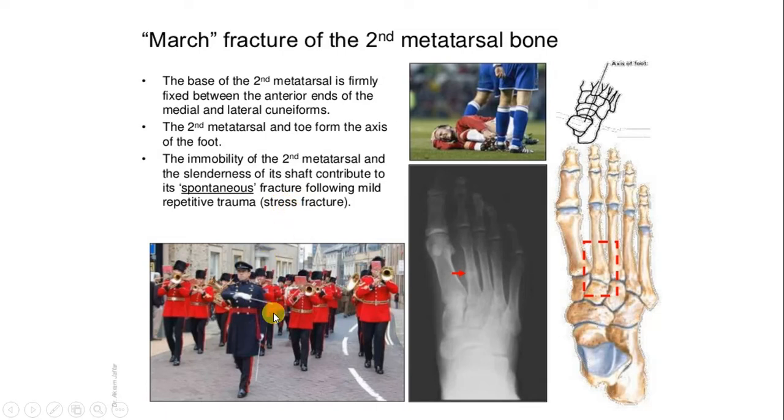So that's why, due to the repetitive trauma to this bone and joint, there is spontaneous fracture of the second metatarsal bone. That's why it is named March fracture, when you are walking for a long distance.